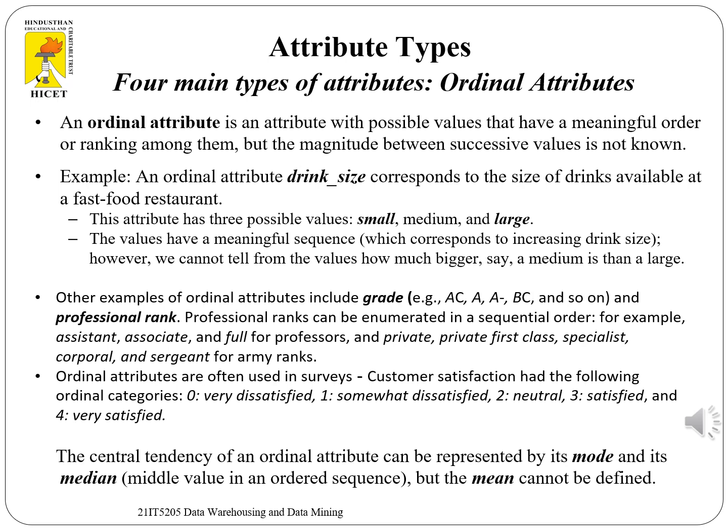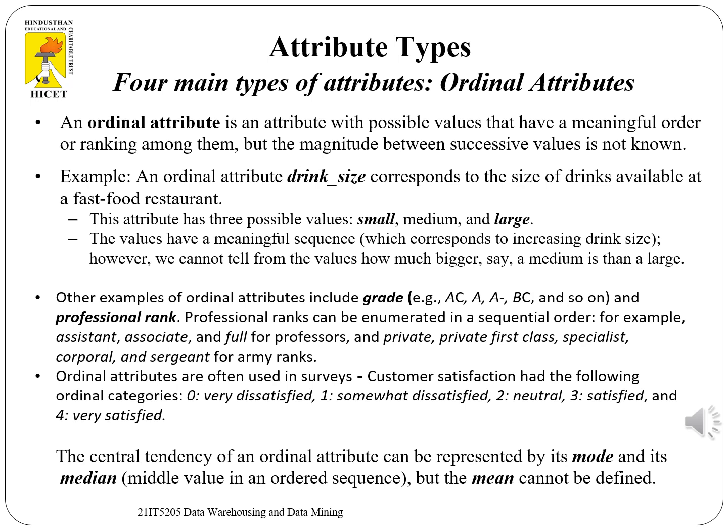However, we cannot tell from the values how much bigger, say, a large is than a medium. So we don't have a distinction of how large the two things are, but we can order the values. Other examples of ordinal attributes include grades and professional ranking. Professional ranking can be encountered in a sequential order, for example, assistant, associate, and professor. All these can be called ordinal attribute examples. Ordinal attributes are most often used in surveys.